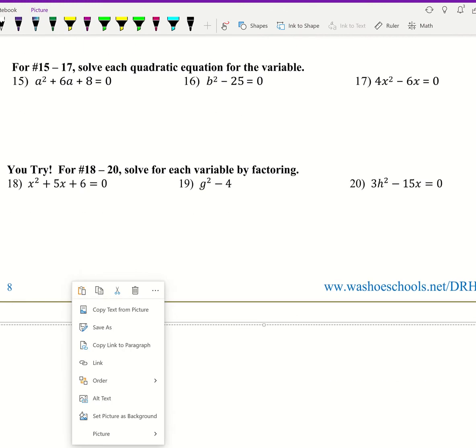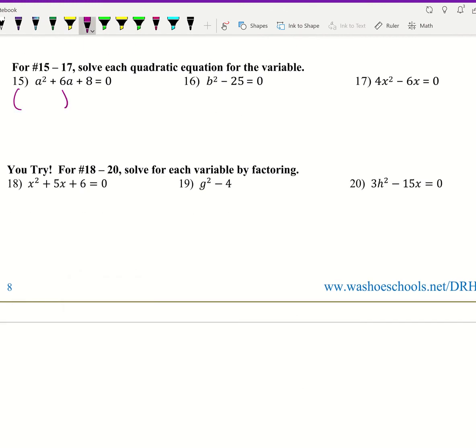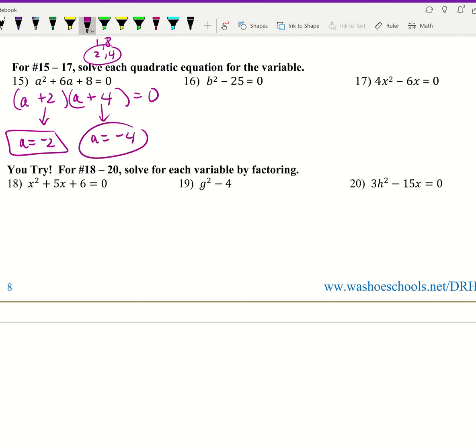Number 15, this is a trinomial. We have that equals 0. I'm going to factor this left side. The factors of a squared would split up into a and a. I've got a whole bunch of factors of 8, 1 and 8, and 2 and 4. I want to pick the pair that will add up to 6, so I'll pick 2 and 4. Each one of these factors will give you an answer. This would be a is the opposite sign of -2, because -2 plus 2 would 0 out. This would be a is equal to -4, because if you plug in a -4, it would 0 out that second factor.